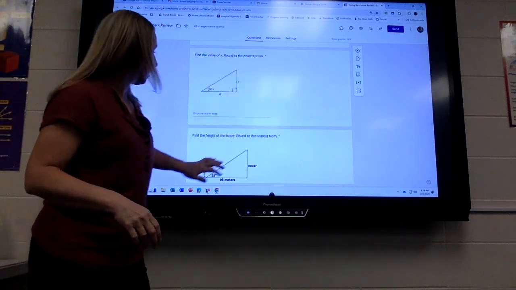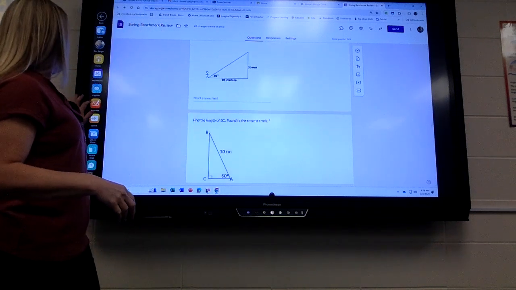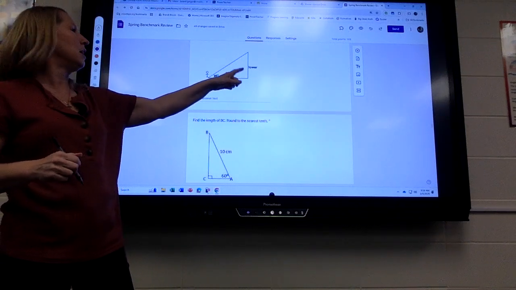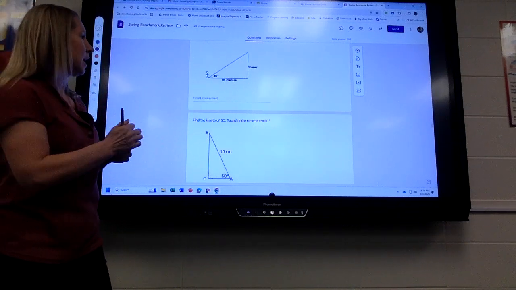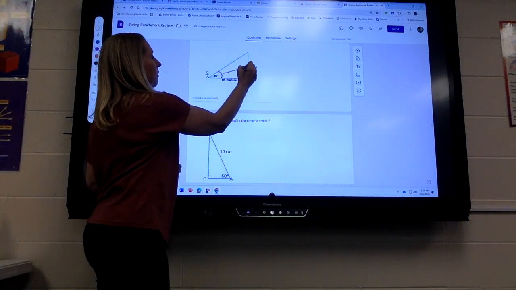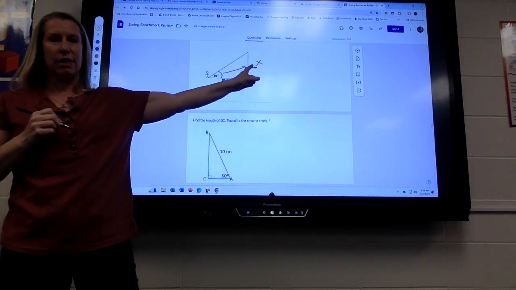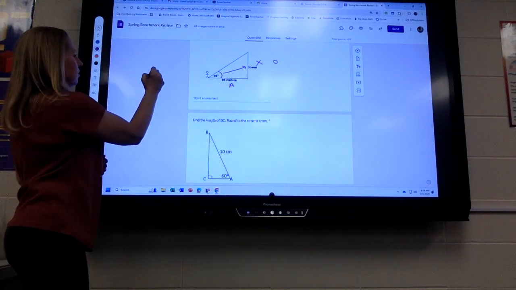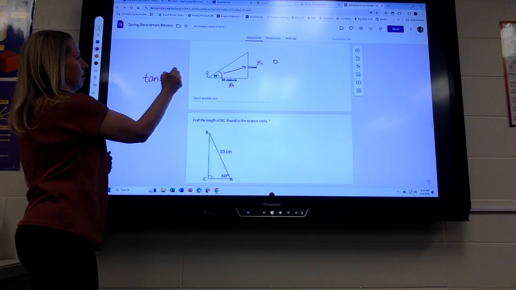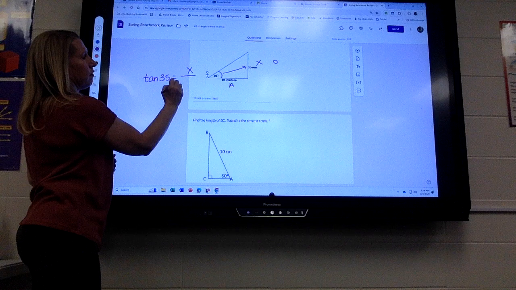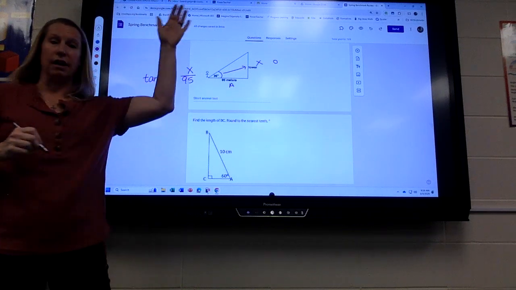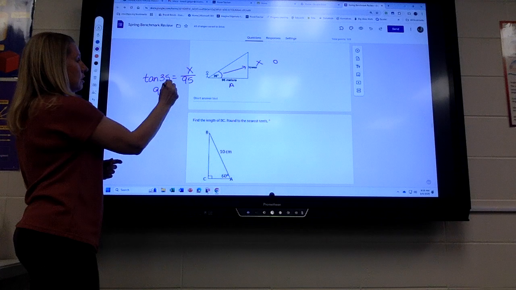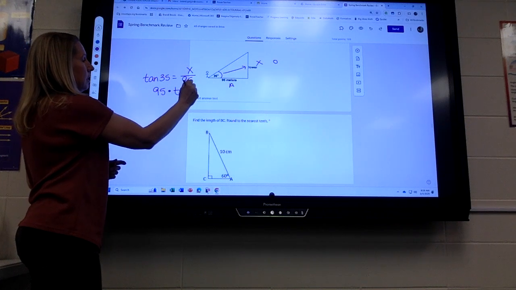On the next one, it's going to be tan again because there's no hypotenuse. We have to find the height of the tower, so that's x. That's opposite and that's adjacent. So tan 35, opposite over adjacent. X is on top, so multiply. Type the 95 first times tan 35.